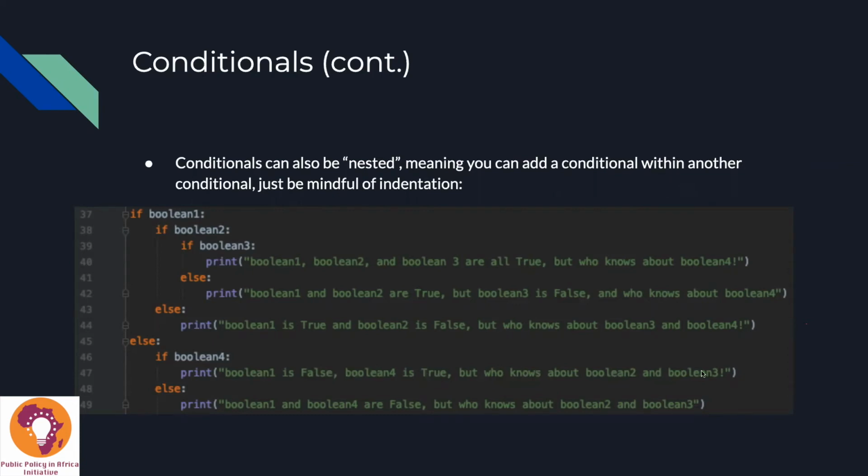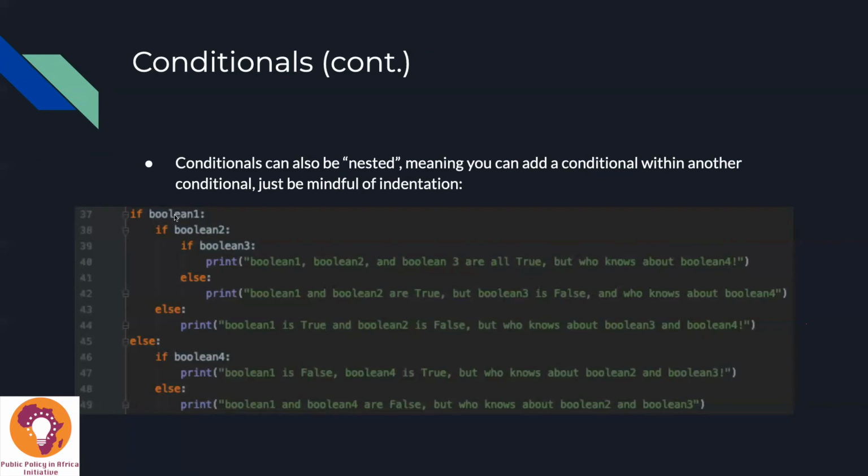Boolean 2 and Boolean 3? The reason nobody knows is because we never evaluated them. We only evaluate those within the if Boolean 1, but since if Boolean 1 evaluated to false, we just went straight to our else block. If Boolean 4 were instead false, then we would come to our else here and say Boolean 1 and Boolean 4 are false, but who knows about Boolean 2 and Boolean 3? Again, for the same reason, we didn't evaluate Boolean 2 and Boolean 3 because we only evaluate those in the case that Boolean 1 is true.